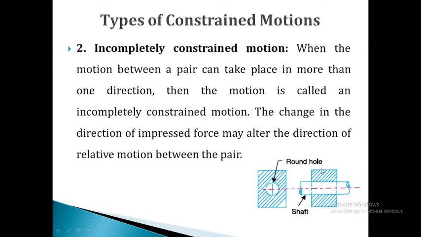Now, second type of constrained motion is incompletely constrained motion. Here, when the motion between a pair can take place in more than one direction, एक से ज़्यादा डायरेक्शन में अगर किसी लिंक का मोशन हो दूसरे लिंक के रिस्पेक्ट में, then the motion is called an incompletely constrained motion. Okay, the change in the direction of impressed force may alter the direction of relative motion between the pair.